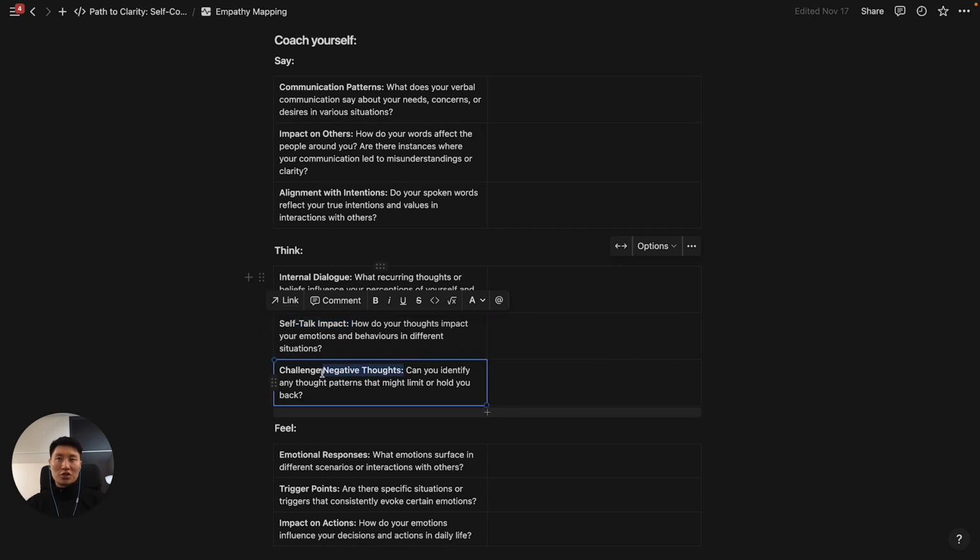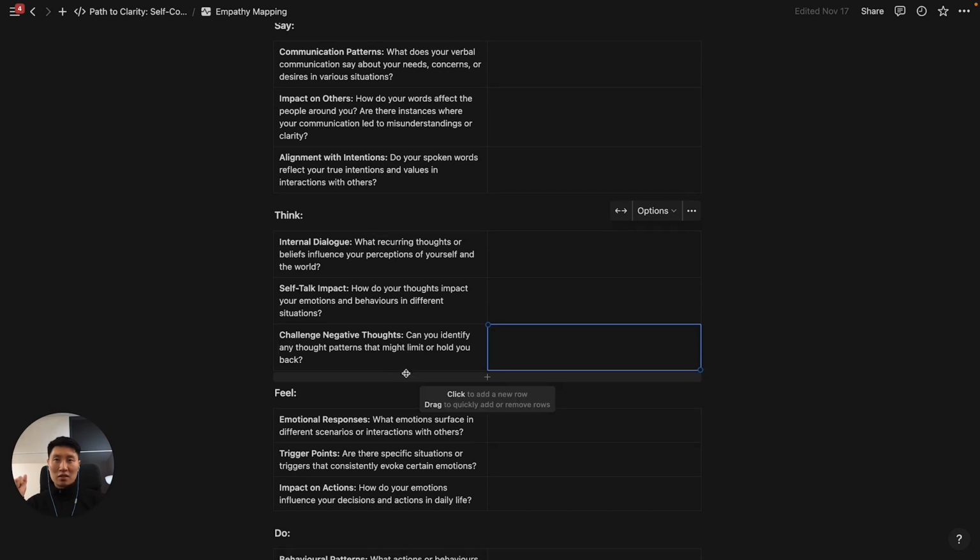And challenge negative thoughts. Try to identify, is there any kind of negative thinking? If yes, capture it right here on the paper. And understand, is there actually an underlying thought, an underlying program that you can challenge?